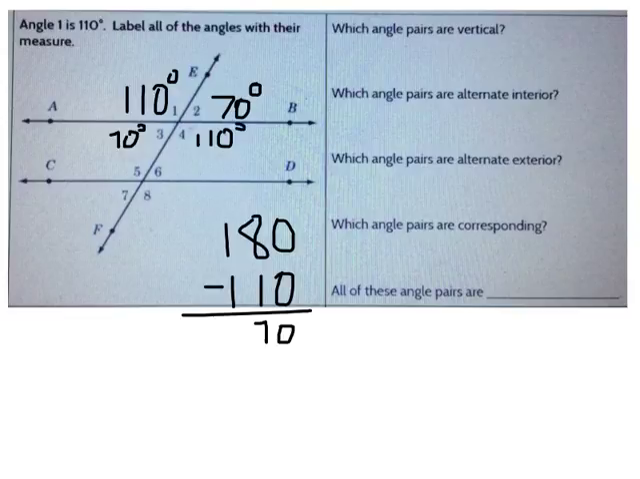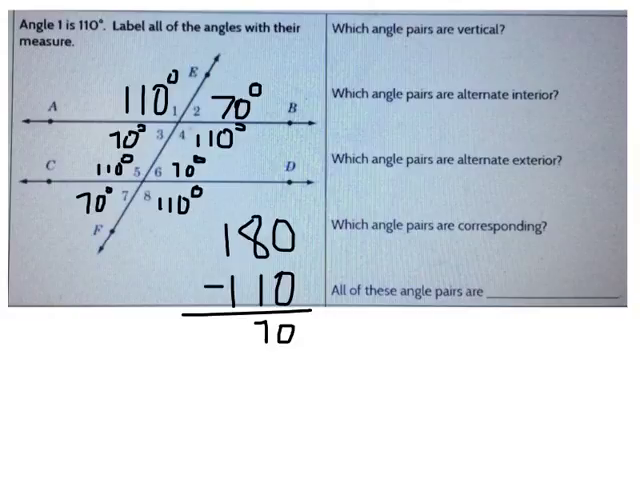I know that if I translate a line down this transversal, the angles will not change. So what's angle 5? It's also 110 degrees. What's angle 6? It's also 70 degrees. What's angle 7? It's also 70 degrees. What's angle 8? It's 110 degrees.